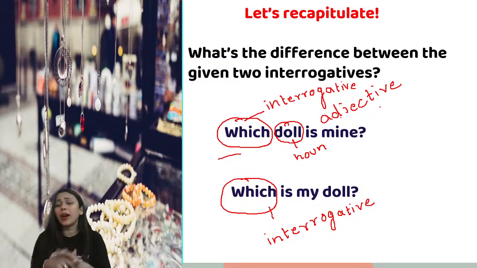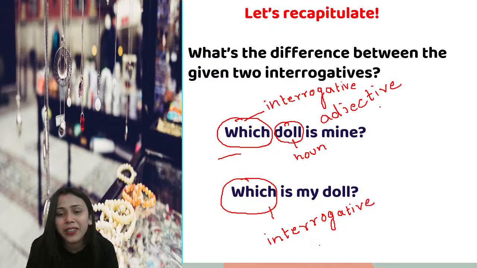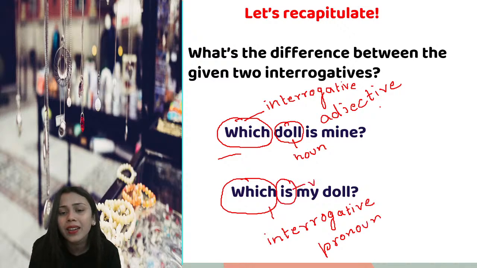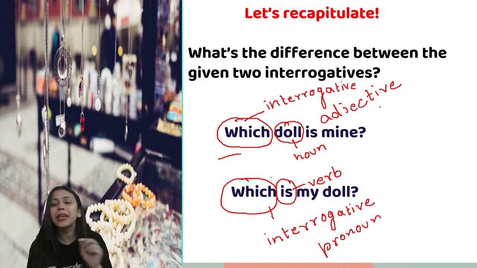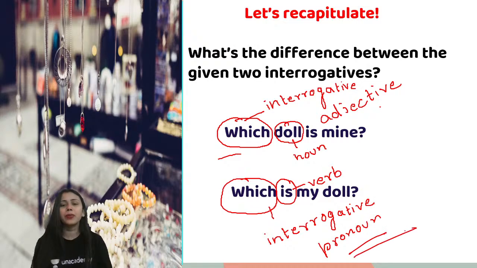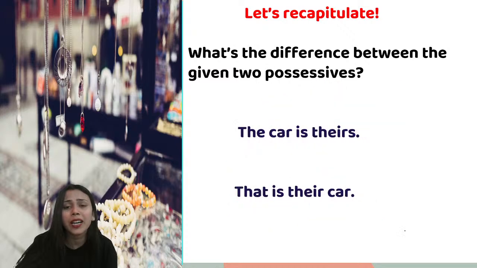What about the second one? What is the second one then? Second one is interrogative pronoun. Very good. Second one is interrogative pronoun. Why? Because after this we find a verb here. So such an interrogative placed before a verb means that it is a pronoun. Very good. Well done. Let's applaud for yourself. You're doing so well. Now the next one. Do we have any more questions?